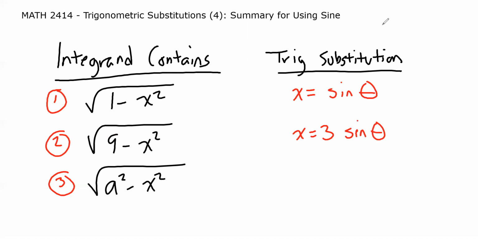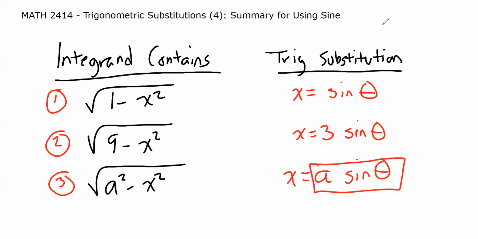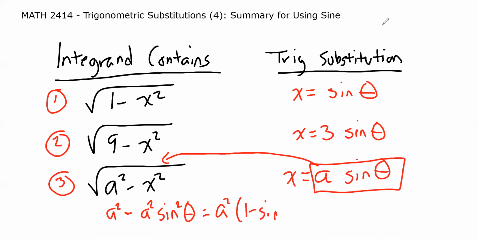So in general, when we're integrating a function that contains the expression square root of a squared minus x squared, we're going to use the trig substitution x is equal to a times sine of theta. Now remember, the reason this works is that if x is equal to a sine theta, then x squared is a squared sine squared theta. And what that will always do is make these coefficients match, which means that we can factor them out. You get a squared times 1 minus sine squared theta.